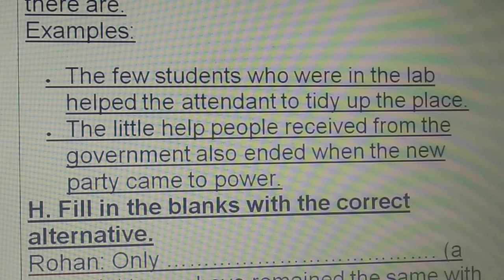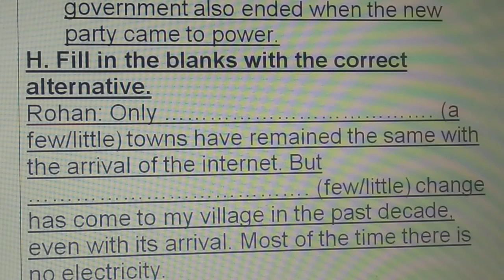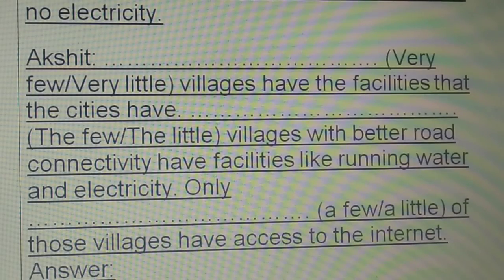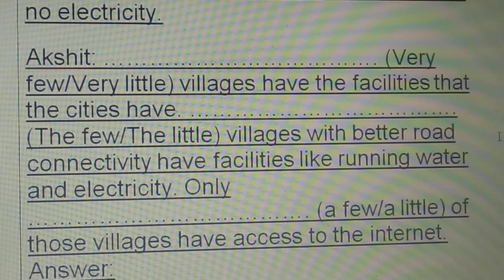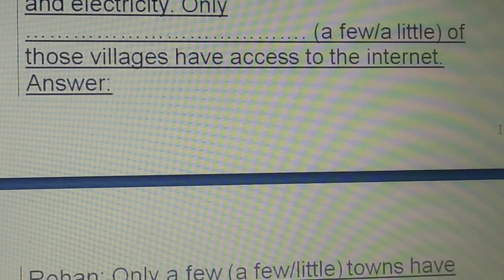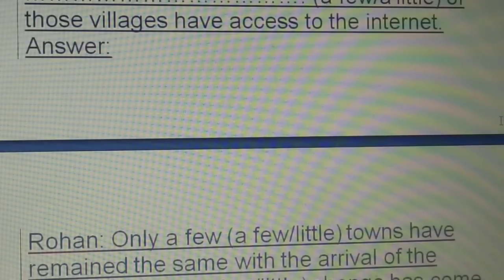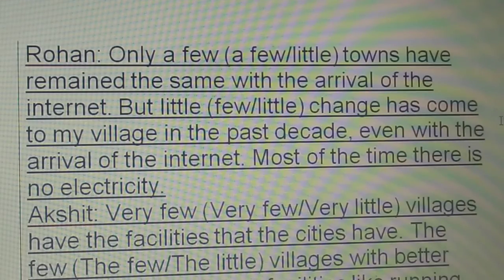Read the examples given there. Fill in the blanks with alternatives. Go through the question first. You have to read the question carefully. Are you going through the question? Yeah, please read the question very carefully. Otherwise, you cannot answer. Okay, now look at the answers. Check whether you got them all right.